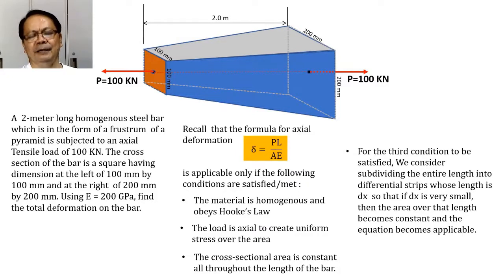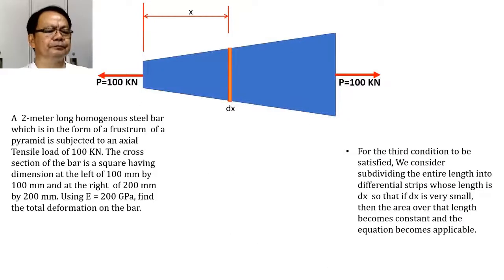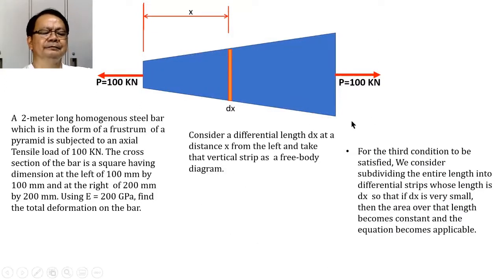And therefore, if that happens, we can apply now the formula of PL over AE in order for us to solve for the deformation. So if you're going to consider a differential length dx at a distance x from the left and take that vertical strip as a free body diagram. Sabihin natin na i-consider natin na kumuha tayo ng differential strip dito na kung saan ang distance niya ay x mula sa left, and we consider that as a free body diagram.